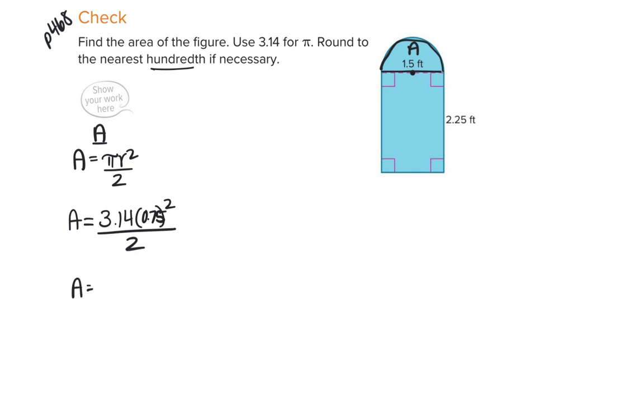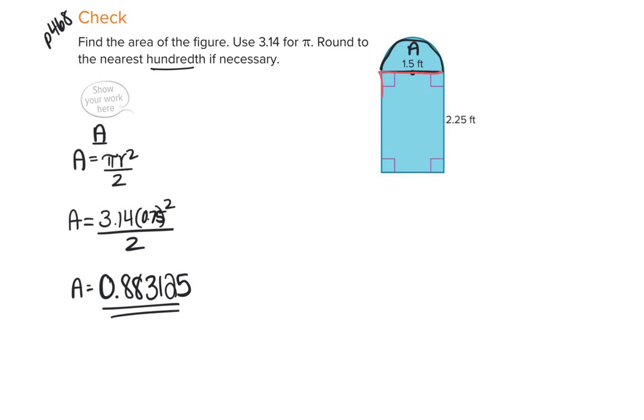So be careful as you type this into your calculator. I'm going to go 0.75 squared times 3.14 equals, and then divide by 2. And you're going to get a decimal that looks like this. I'm not going to round yet. I'm going to hold off till the end to do any rounding. So I have 0.883125. That's going to be the area of my section A, which is my semicircle.